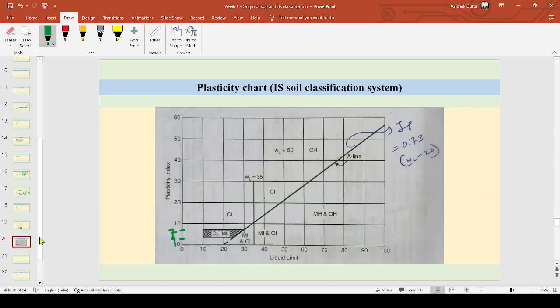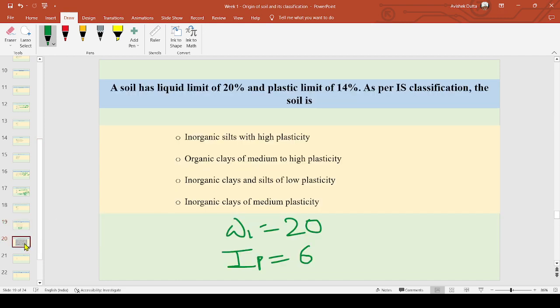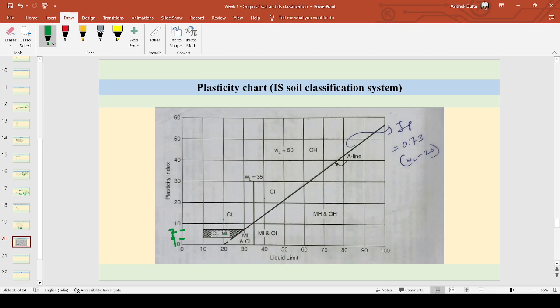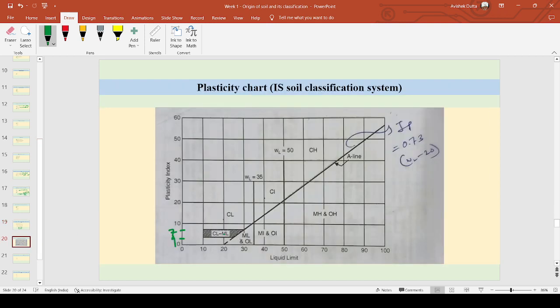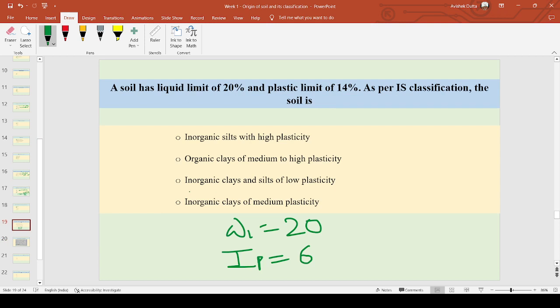Why inorganic? Because it is lying above the A line. Below the A line it is organic. Above the A line is inorganic. So it is inorganic. Silt and clay. See, silt means M and clay means C. So both silt and clay are present over here, and of low plasticity because we have L written over here. Clay of low plasticity and silt of low plasticity. So it is falling in this shaded region. So the answer is option C, inorganic clays and silt of low plasticity. I hope it's clear.